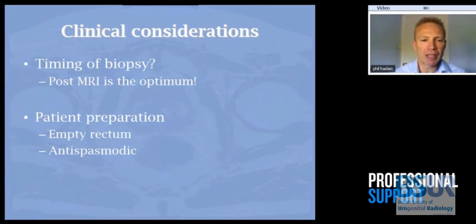Patients should be prepared. Ideally, they should have an empty rectum. They're given an antispasmodic. We usually give Buscopan. If there are contraindications, we give the patients glucagon, and that minimises any motion artefact, which can certainly affect some of the sequences quite significantly.